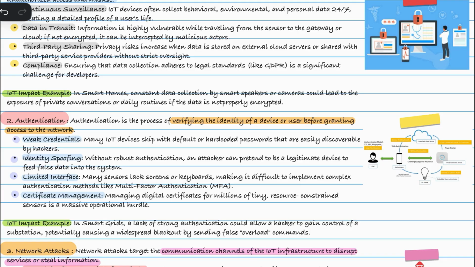Additionally, many tiny sensors lack screens or keypads, making it tough to use regular multi-factor authentication, which becomes another threat, right? So what is the resolution? What can we do in this particular scenario? We can enforce a mandatory password change on the first boot and completely ban hard-coded credentials. And we can use digital certificates. Okay, we can use these to authenticate every single hardware node. So that is how you will be able to maintain authentication.